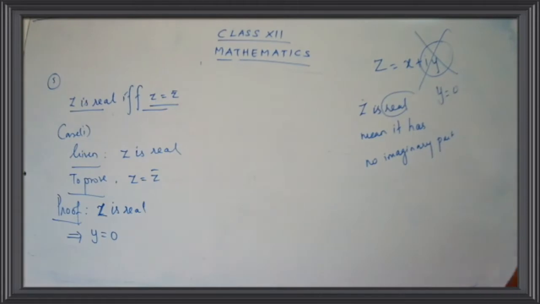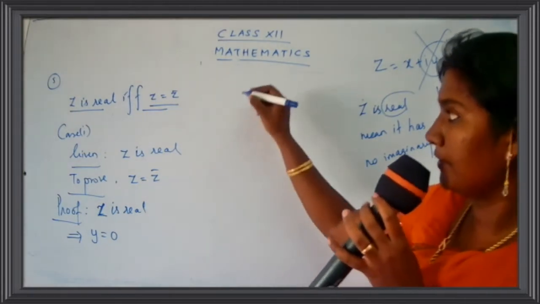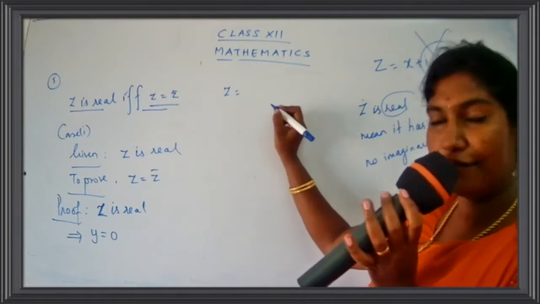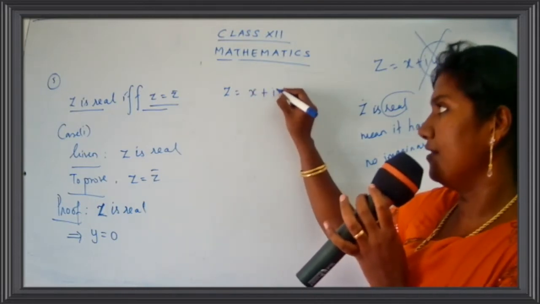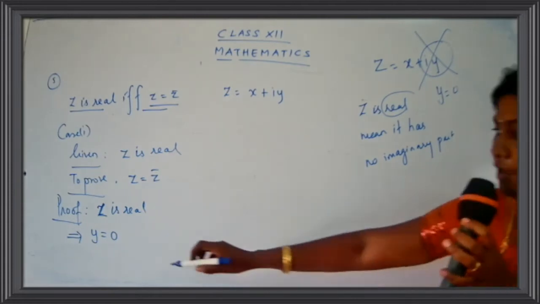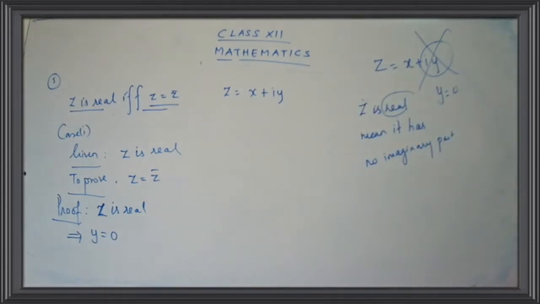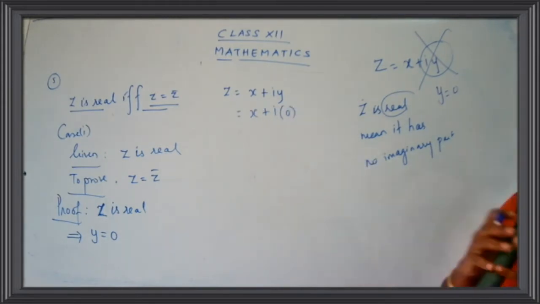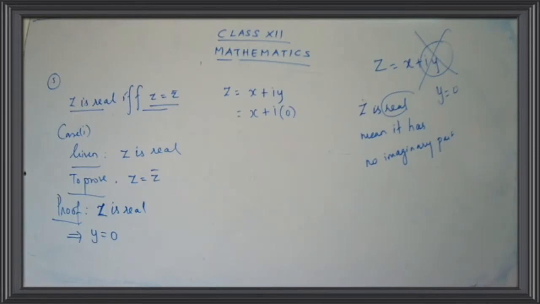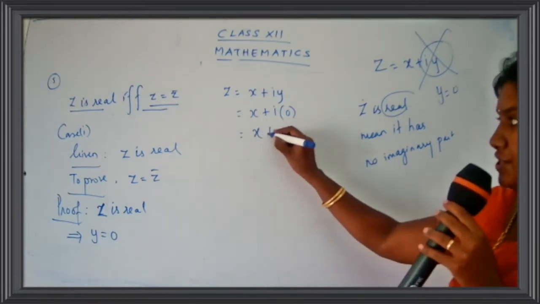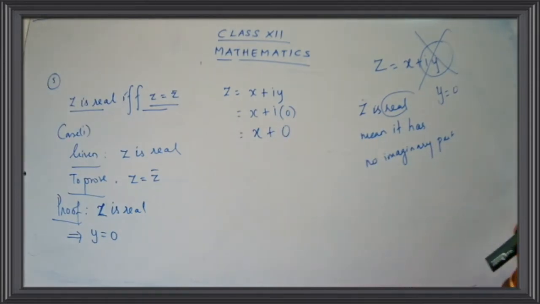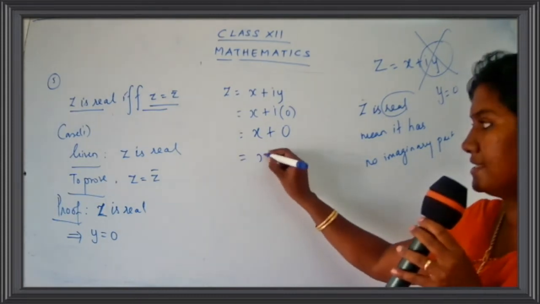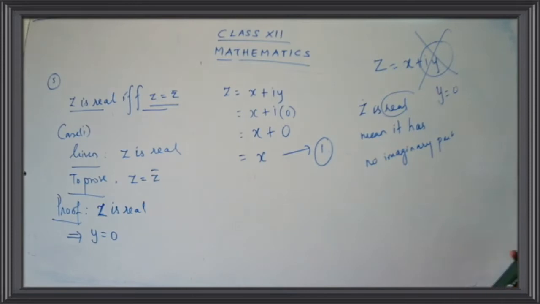Okay, children. Now what are we going to do? See here, children. I know the value for Z. What is the value for Z? X plus IY. Okay. Now we know the value for Y. What is the value for Y? It's 0. So let's substitute X plus I into 0. So what is the answer? X plus I into 0, 0. Anything multiplied by 0 gives you 0. So what is the answer you get here? X, yes. Take this as number 1. Take down the first part as 1.